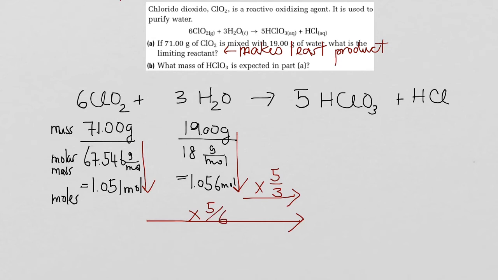So this number would be 0.8759 moles of HClO3. And then this quantity here is 1.7592 moles of HClO3.